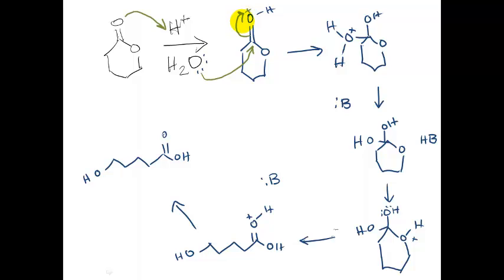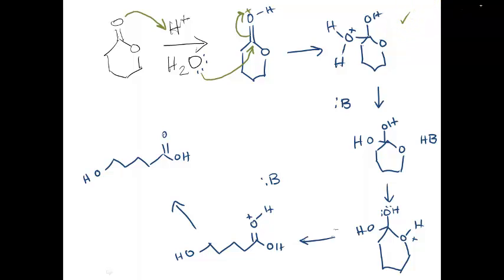So if you look at our next intermediate, we see that the water has attached. Because it's neutral here, it's positively charged here. And so we have that water attached. We have the original oxygen of the double bond here, and we still have our ester. So this is the first of our tetrahedral intermediates.